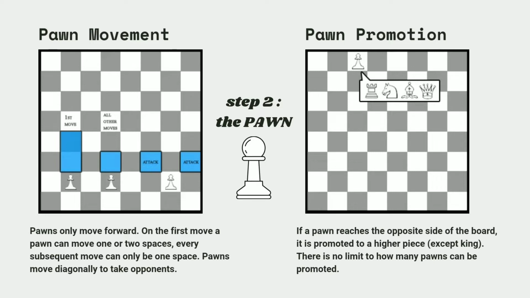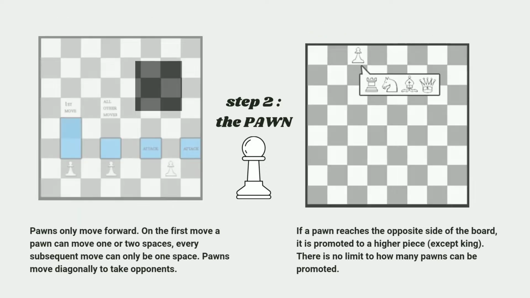The pawn movement. Pawns only move forward. On the first move, a pawn can move 1 or 2 spaces. Every subsequent move can only be 1 space. Pawns move diagonally to take an opponent. Pawn promotion. If a pawn reaches the opposite side of the board, it is promoted to a higher piece, except king. There's no limit to how many pawns can be promoted.